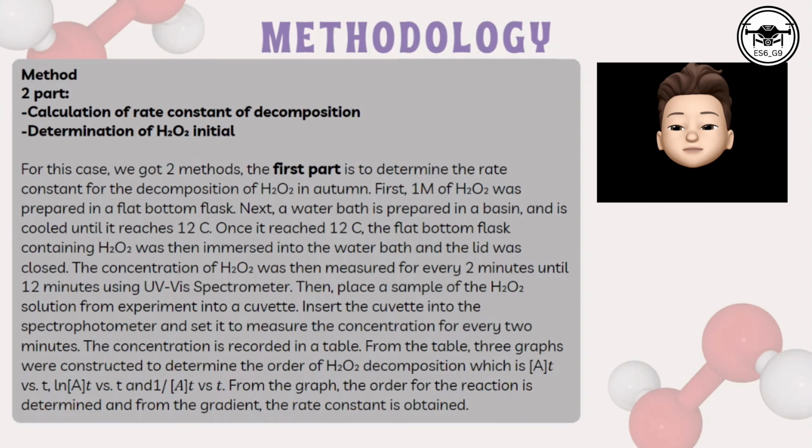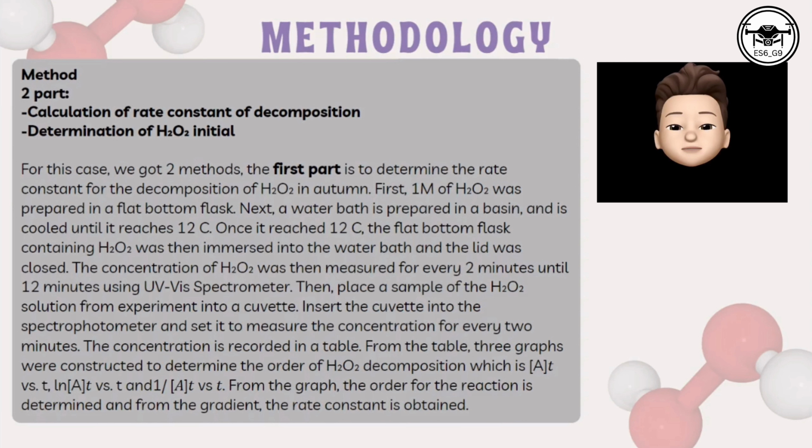First, 1 molarity of H₂O₂ was prepared in a flat bottom flask. Next, a water bath is prepared in a basin and is cooled until it reaches 12 Celsius. Once it reached 12 Celsius, the flat bottom flask containing H₂O₂ was then immersed into the water bath and the lid was closed. The concentration of H₂O₂ was then measured every 2 minutes until 12 minutes using UV-VIS spectrometer.